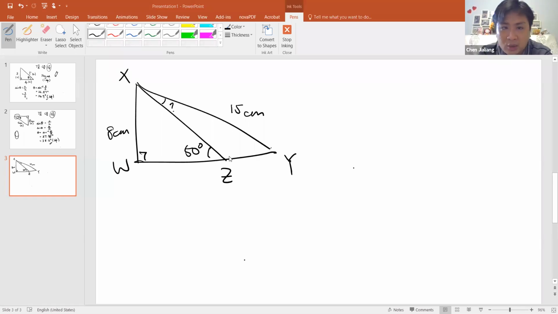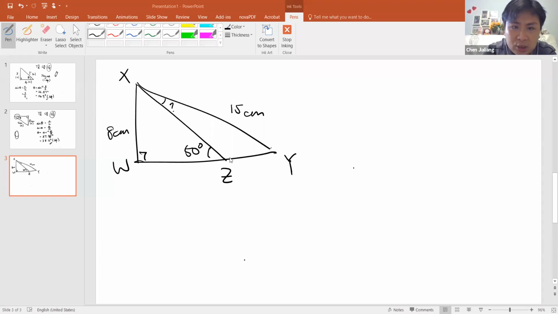How about the second triangle? Which second triangle are we concerned with? WXY. Can everyone follow what Hui Xuan has suggested? So WXZ and WXY, right? These are the only two triangles that we can focus on.